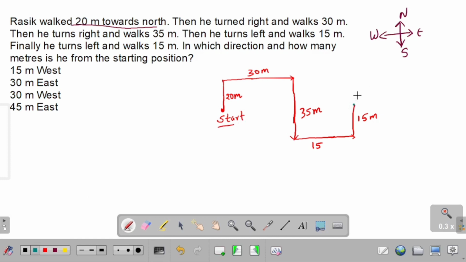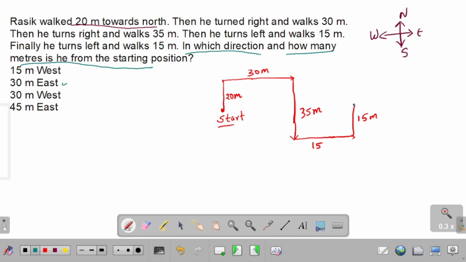So now what is the question? In which direction and how many meters from the starting position? Now he is in which direction? Now he is in the north direction. Okay. So now see, he is in the north direction with respect to this one, but the question is in which direction and how many meters from the starting position? From the starting position, which direction is he? He is in the east direction.